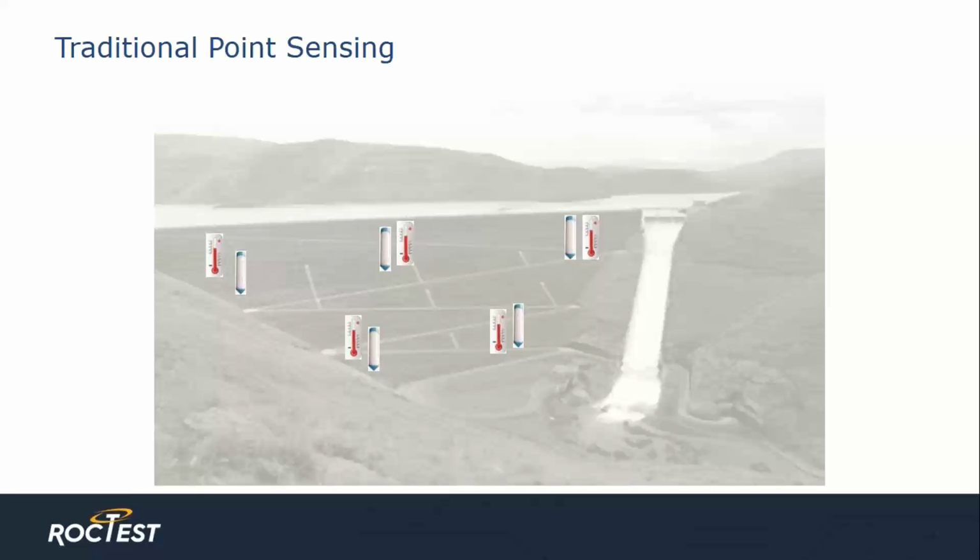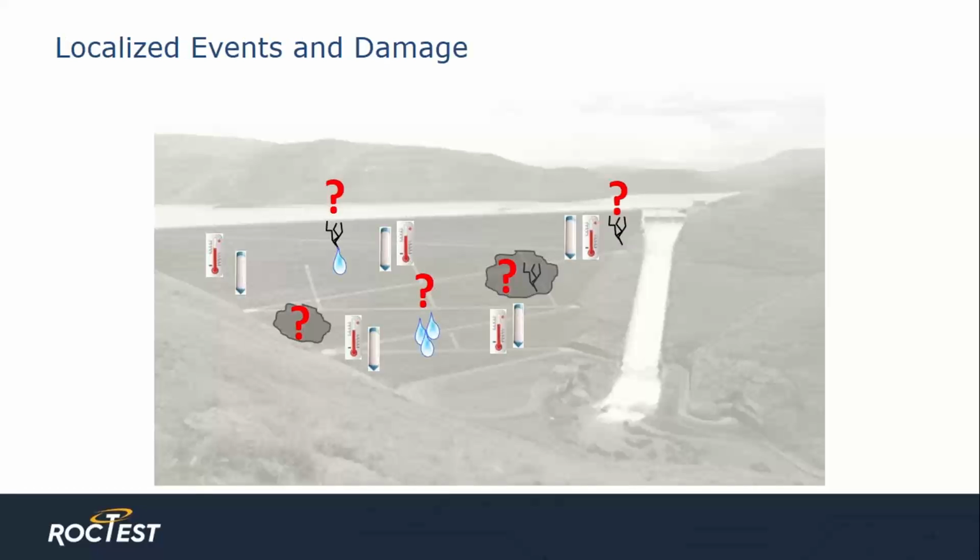Here's a typical monitoring scheme for structural health monitoring using traditional sensors for an earthen dam. The layout of sensors is typical of most point sensor layouts because of budget constraints. Most projects install sensors only in potential critical zones. But what happens when an event occurs outside these critical zones? As you can see clearly on this slide, problems can occur in areas away from traditional point sensors.